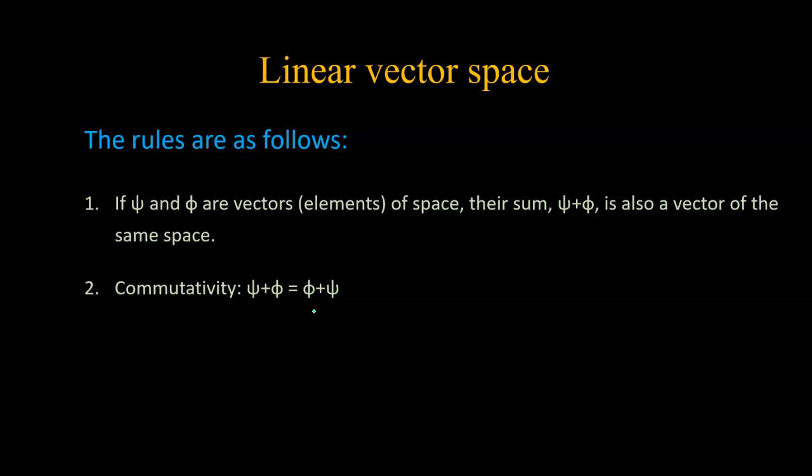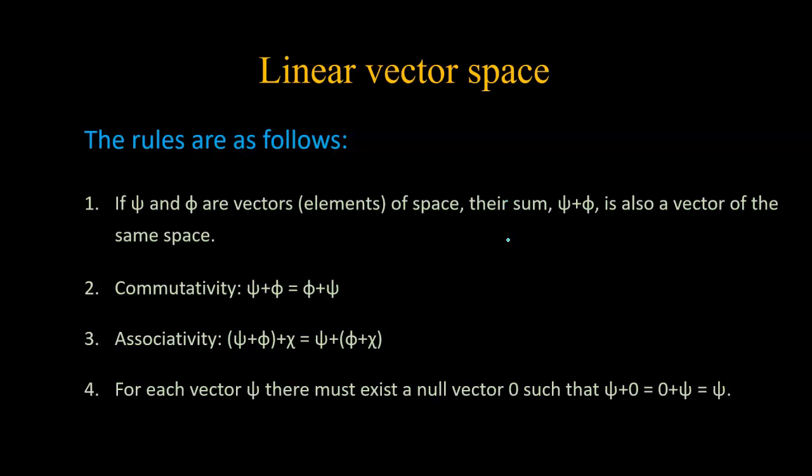Then there is commutativity of addition. The order of addition doesn't matter: psi plus phi or phi plus psi, both are equal. The associativity of addition is like this: if you add psi and phi first and then add chi to them, or you add phi and chi first and then add psi to them, it doesn't matter, the answer will be the same.